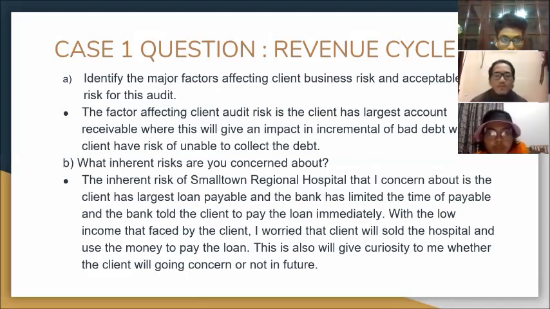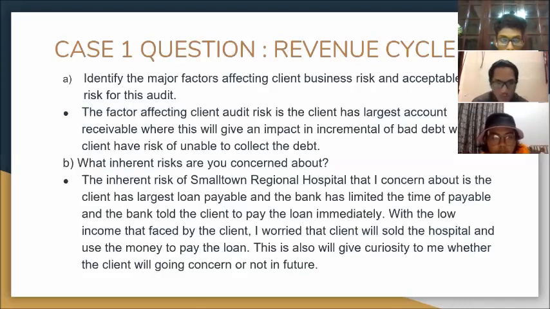Okay, the case question is related to the revenue cycle. First, identify the major factor affecting client business risk and acceptable audit risk for this audit. The factor affecting client audit risk is that the client has the largest accounts receivable, which will impact an increase in bad debt, as the client has the risk of being unable to collect the debt.